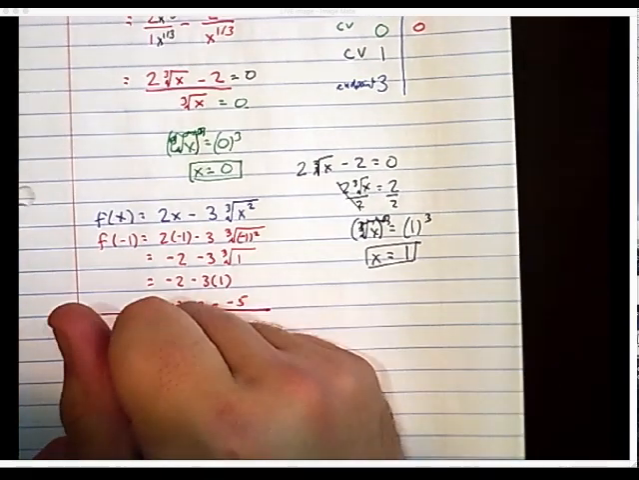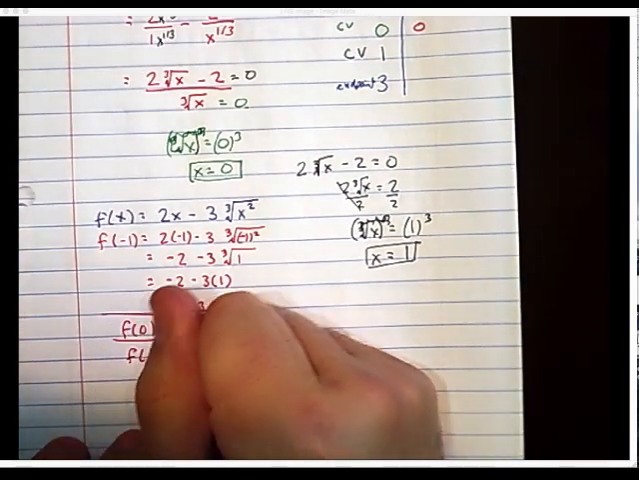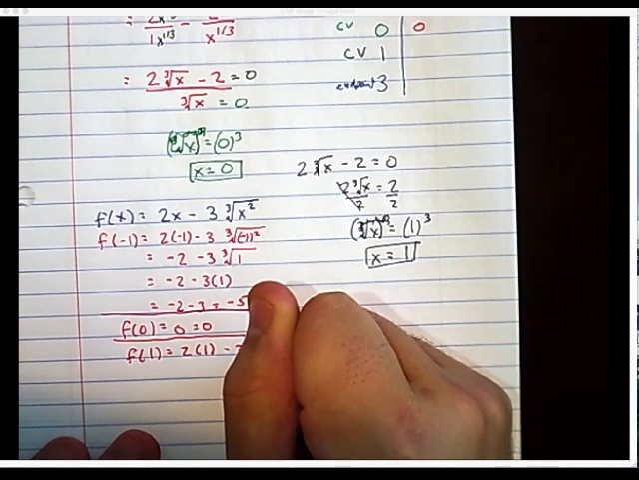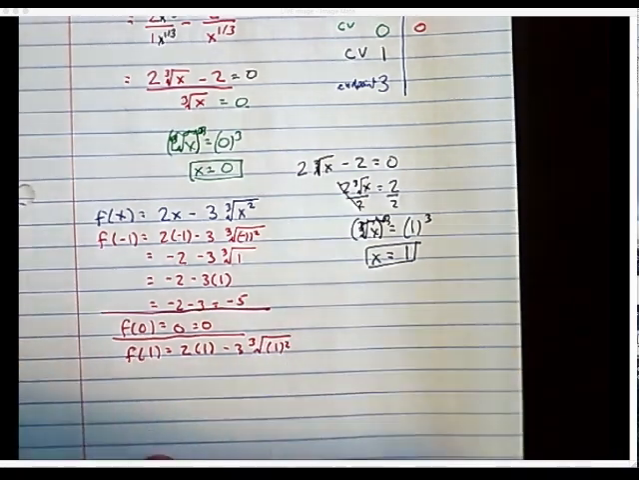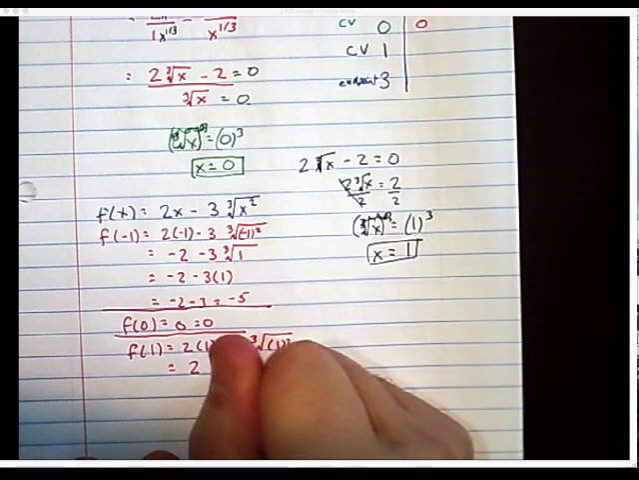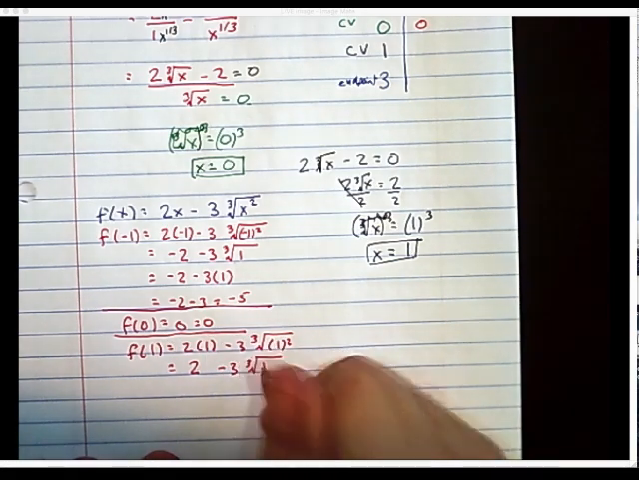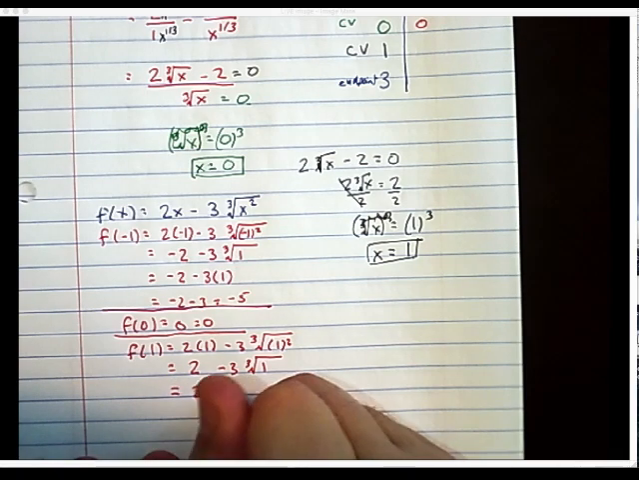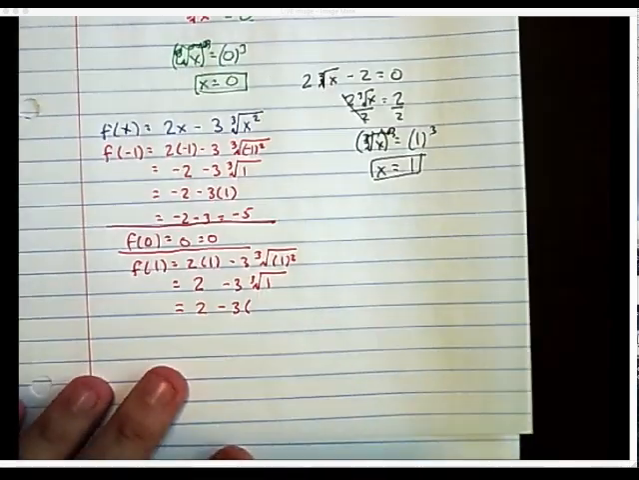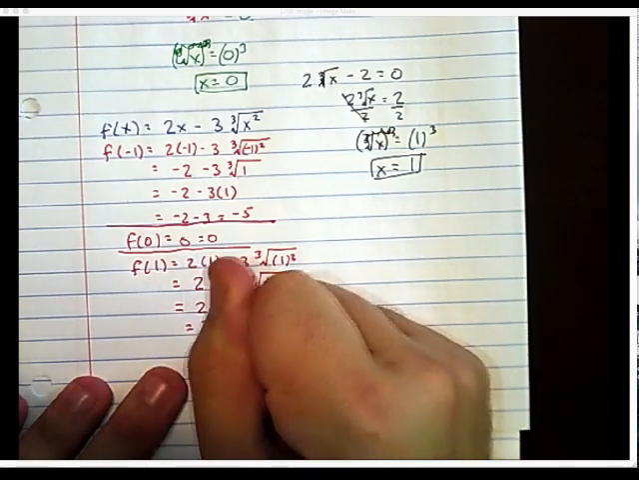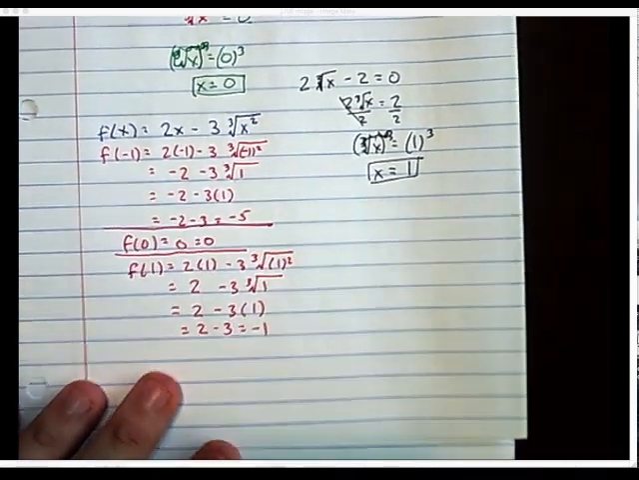What about positive 1? 2 times 1 minus 3 times the cube root of 1 squared. 2 times 1 is 2, minus 3 times the cube root. 1 squared is 1. Cube root of 1 is 1. So that's 2 minus 3, which equals negative 1.